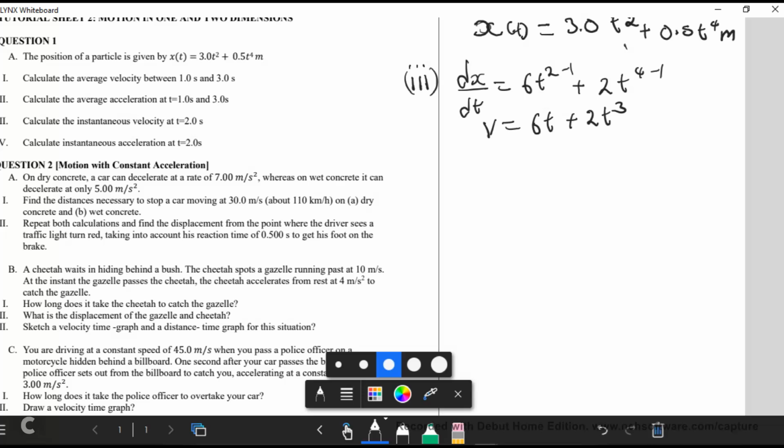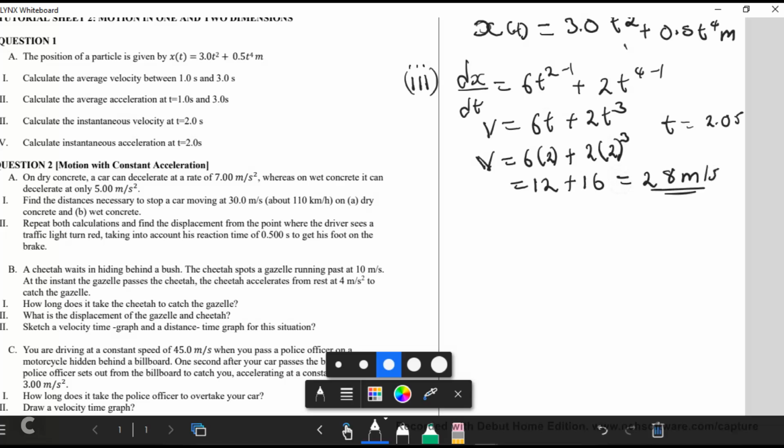For the instantaneous velocity, we just replace wherever there's t, since in the question they have said at t is equal to 2 seconds. So the 6 here, 2 there, plus 2 cubed. What's the answer there? It gives us 12 plus 8 plus 16, meaning your answer is 28 meters per second. So this is how you calculate this question.